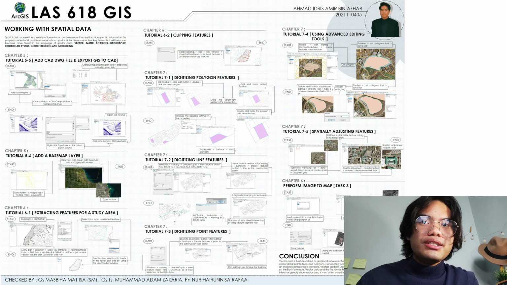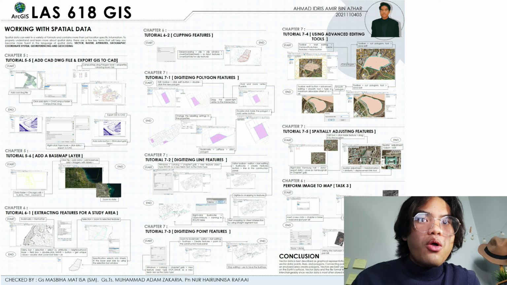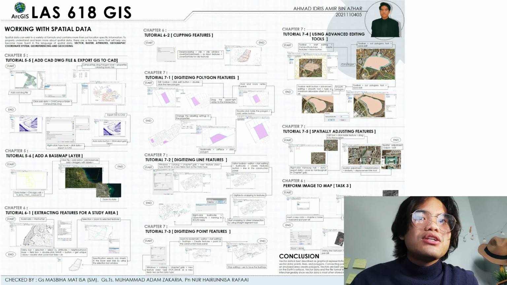So the conclusion is vectors are best described as graphical representations of the real world. Connected points create lines, and connecting lines that create an enclosed area create polygons. Vector data is most often stored in the file format known as shapefiles, SHP, which is the short name for the shapefiles, and spatial data contains more information than just a location on the surface of the earth.